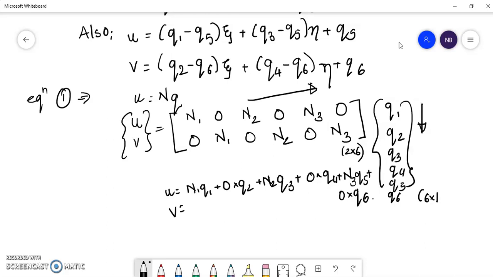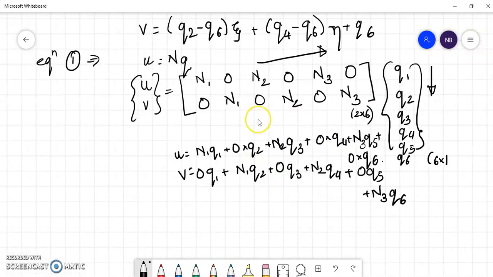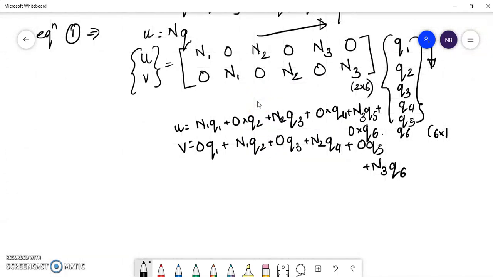Same thing for v. Okay, so it will be 0 into q1 plus n1 q2 plus 0 into q3 plus n2 q4 plus 0 into q5 plus n3 q6. So this is in the matrix form. Let me call this equation 2. This is the representation of how we will find displacement within any point in the triangular element. So we have a triangle and we want to find out the displacement somewhere here, that is within the element. We are going to be using this equation.